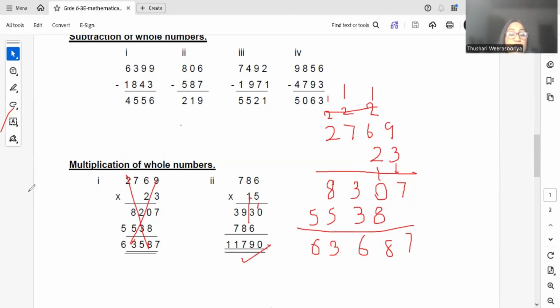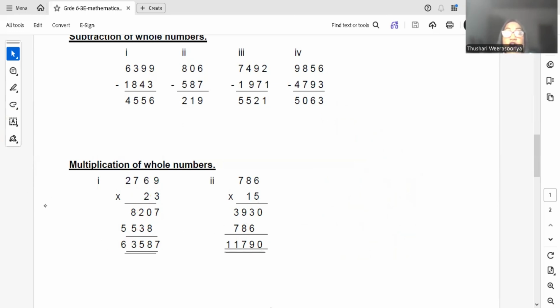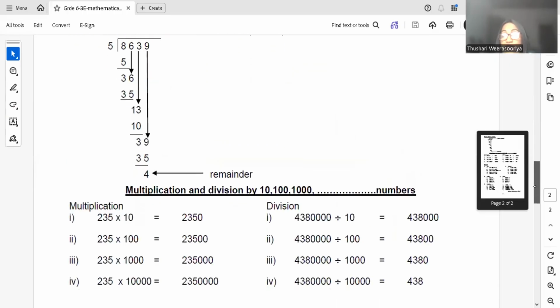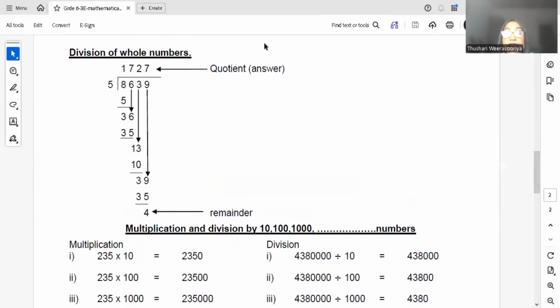Now we'll go to the division part. This is called long division. Look at the example. For 8, how many 5s? 1, 5. 3 is remaining. Then take 6 next to 3. For 36, 7 times 5 is 35. Then 1 is remaining. 13: 5 times 2 is 10. 3 is remaining. Then take 9 here. Then 5 times 7 is 35. Then subtract. There you get the remainder.